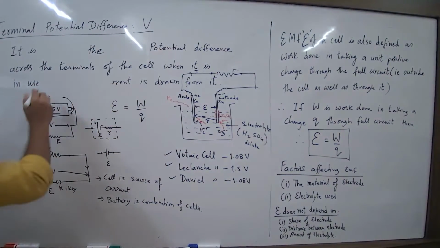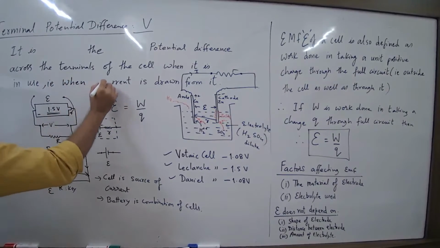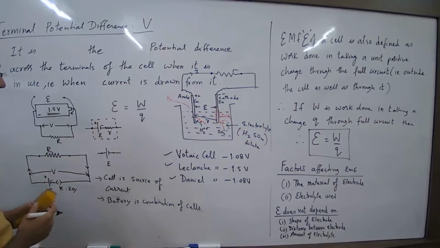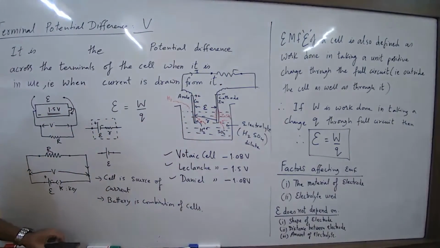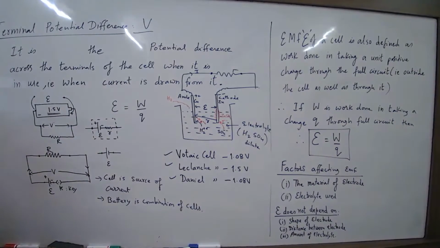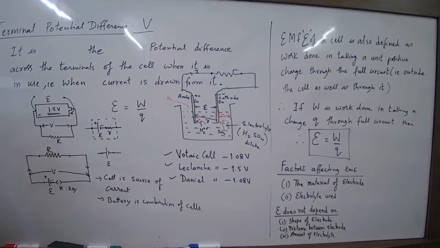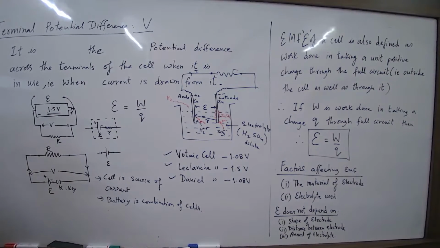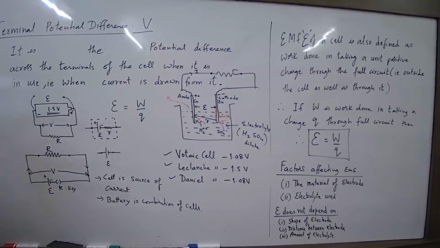That is when current is drawn from it. Now the definition has changed. Okay? Write down. Terminal potential difference means it is the potential difference across the terminals of the cell when it is in use. That is when current is drawn from it.